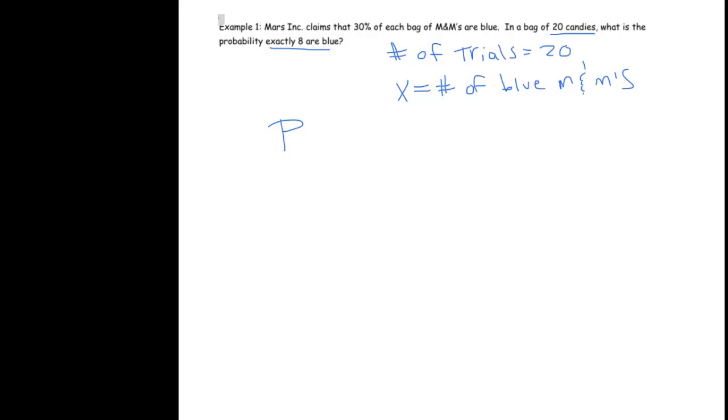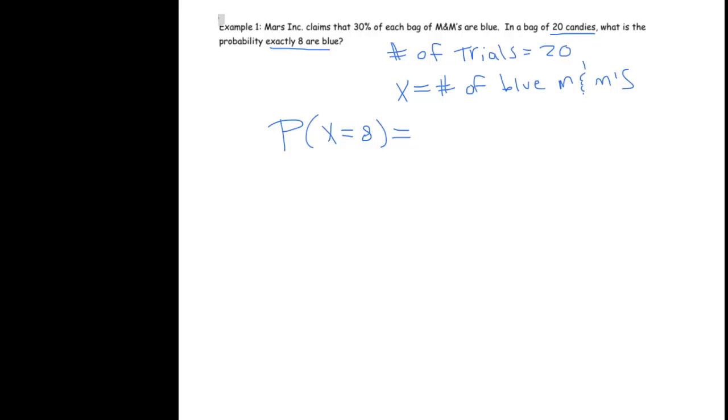So again, notice that a bag of 20 candies means that we're doing a fixed number of trials. So number of trials equals 20, again as distinguished from the geometric, where we would be waiting to get a blue one. Here we're looking at 20 candies and we want to know the probability that exactly 8 are blue. So to use some notation, let x equal the number of blue M&Ms. We're looking for the probability that x equals 8.